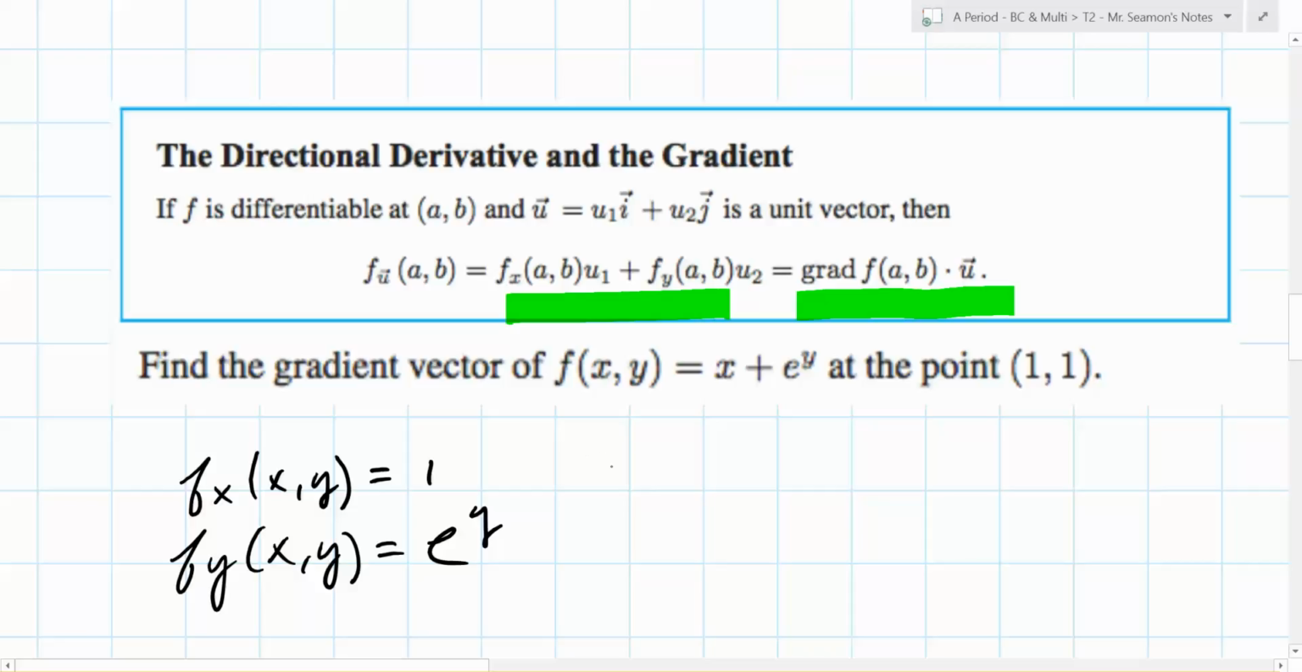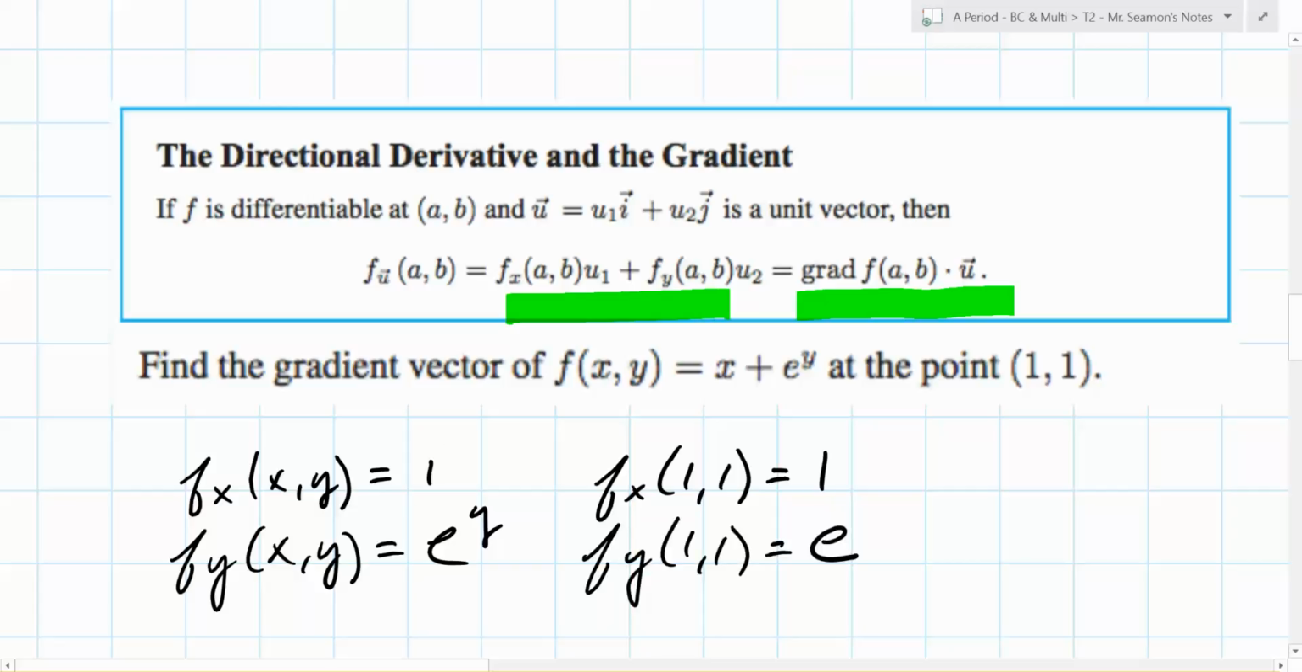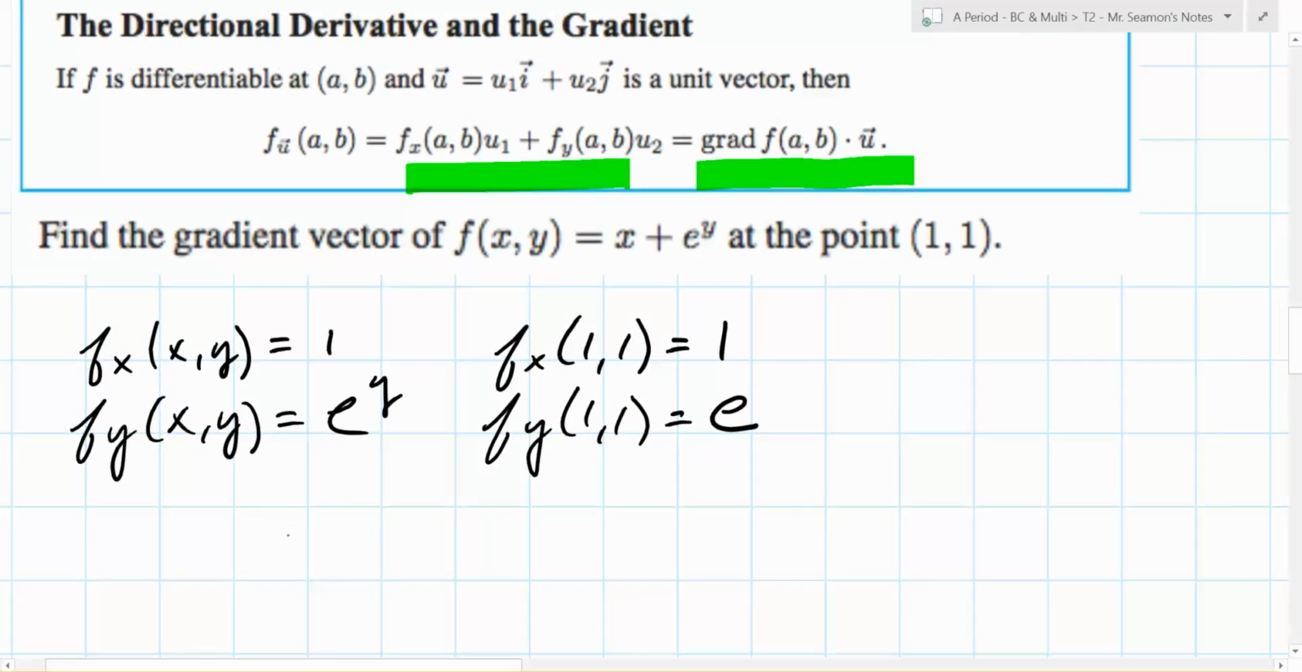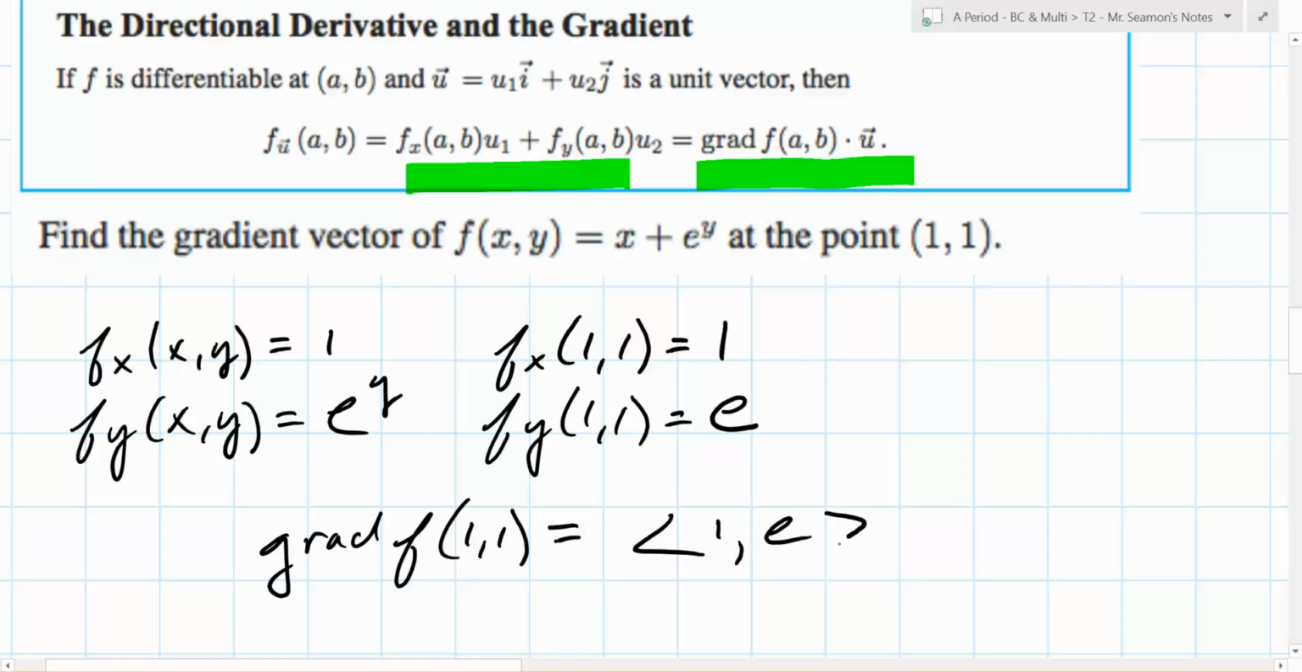And then what do we have to plug in? Well, f_x of (1, 1) is definitely still going to be what? Yeah, it doesn't change. It's always 1. What about f_y of (1, 1)? What's that going to be? e. Exactly. So what did we just find? What is the gradient vector? What's the grad f at (1, 1)? What is that vector? (1, e). It's just the i and j components.